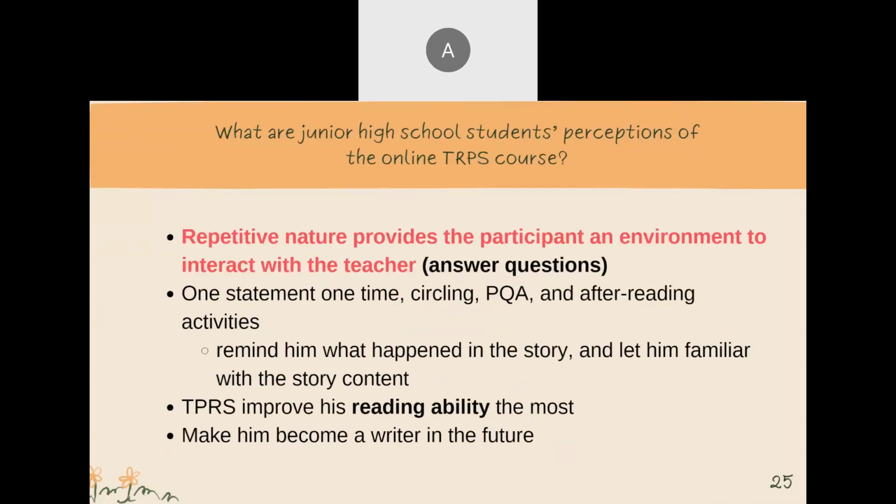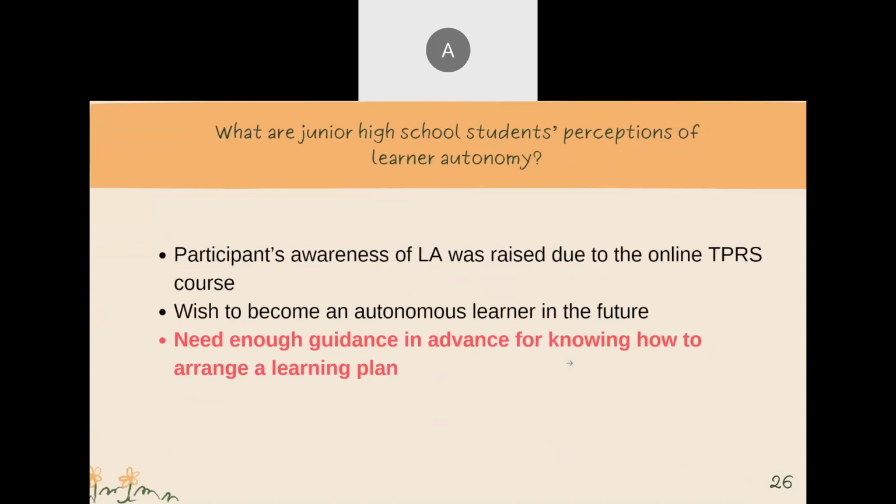And regarding the perception of the online TPRS course, the repetitive nature and interaction within this course helped him become familiar with the content and also triggered his motivation for learning. He thought that TPRS improved his reading ability the most, and if he can acquire more knowledge from reading, maybe he can become a better writer in the future. And the third is the perception of learner autonomy.